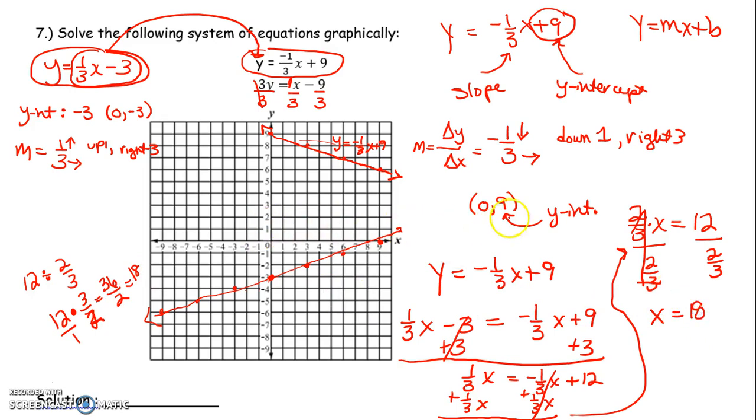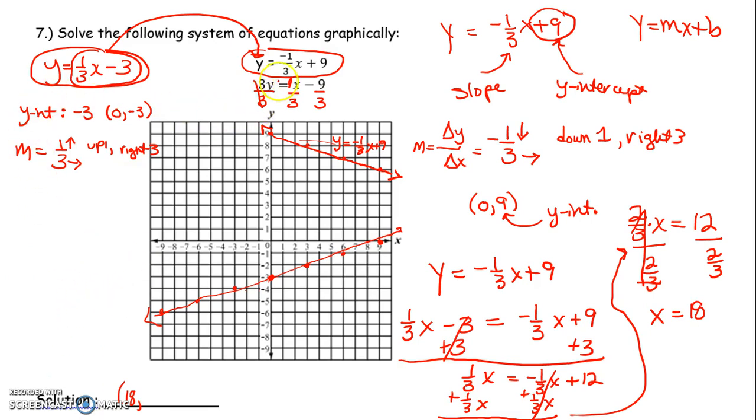So it's going to cross way over at 18. No wonder they're not crossing yet. So my solution is going to be 18, comma. Now I just have to find out the y. Got a lot of work all over the place here, so let's hope you could kind of follow along.